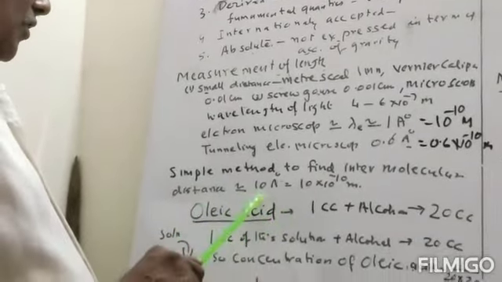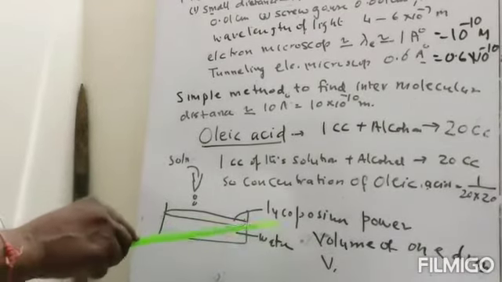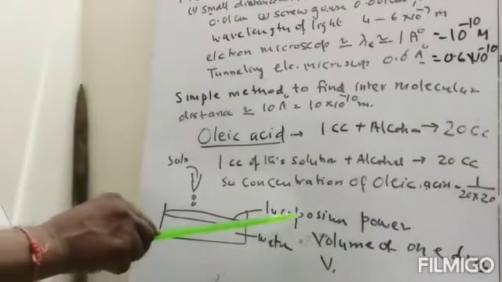Now what do we do? We take a trough, fill water in it, and pour lycopodium powder. Lycopodium powder is a very light powder, and it will spread all over the surface of the water. Now we have a dropper, and we drop this solution drop by drop on the water, so it will spread.